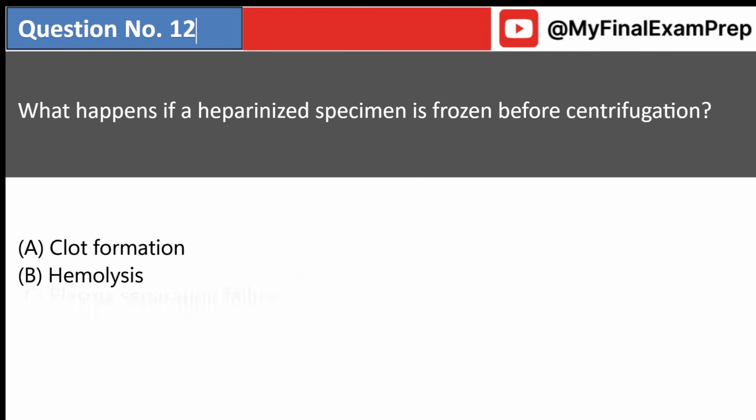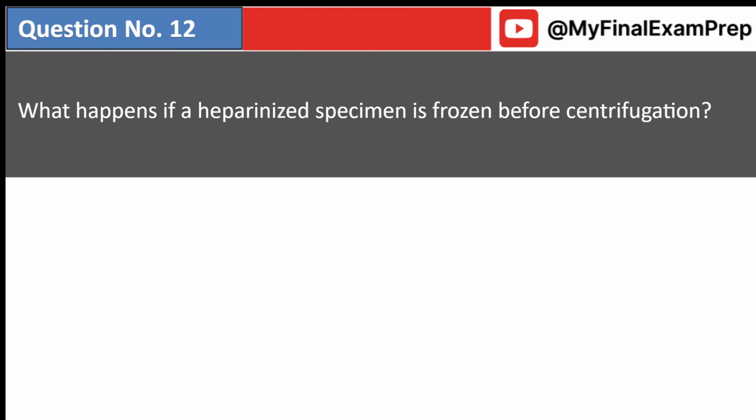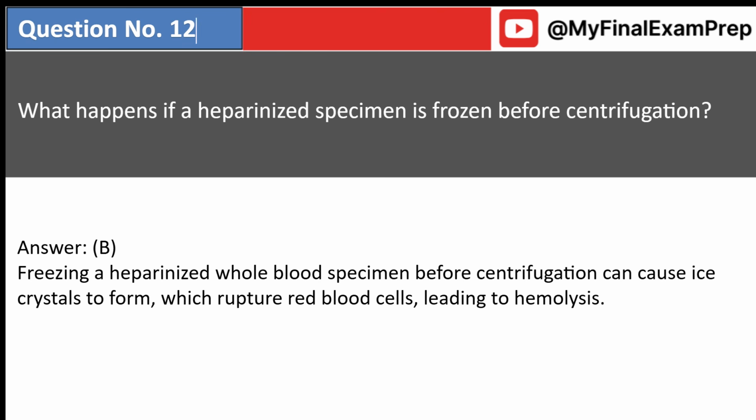What happens if a heparinized specimen is frozen before centrifugation? A. Clot formation. B. Hemolysis. C. Plasma separation failure. D. Additive crystallization. Answer B. Freezing a heparinized whole blood specimen before centrifugation can cause ice crystals to form, which rupture red blood cells, leading to hemolysis.